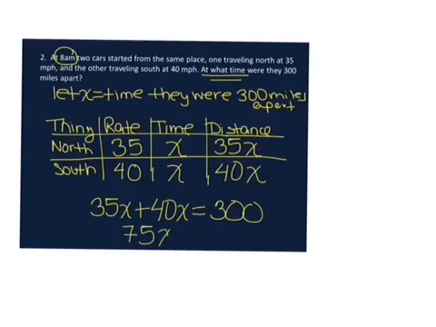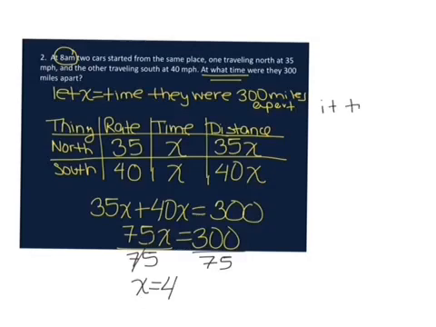Add them up. Divide by 75. And we'll get x equals 4. Now 4 is how many hours, because you're dealing with a rate for miles per hour. So the distance, when you find the miles and you divide it, that's how many hours it took them. They want a particular time. So it took 4 hours.